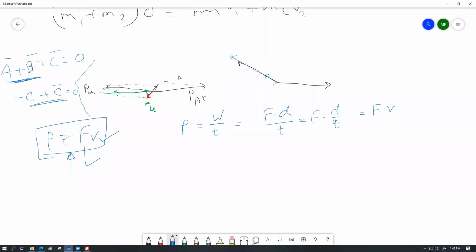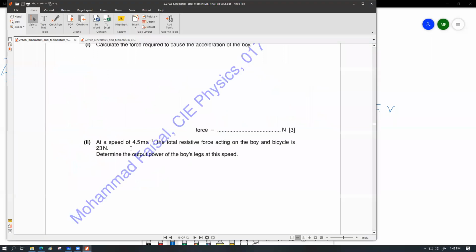So how am I going to use this equation for my purpose over here? The question reads that at the speed of this much, the total resistive force acting on the body is this much, determine the output power of the boy at this speed. So you're simply going to multiply these two numbers and you are going to find out the output power.